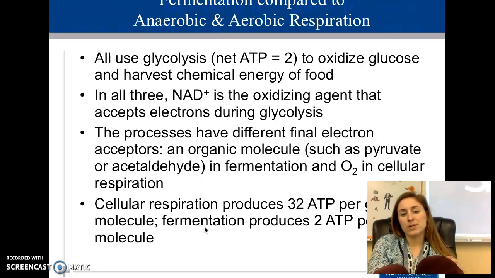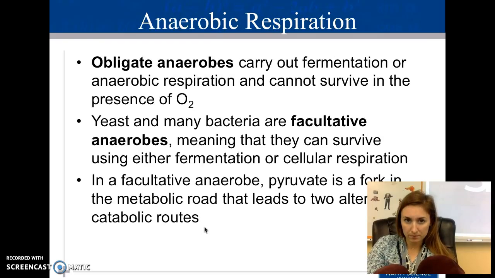But cellular respiration produces 32 ATP per glucose. Fermentation only produces 2 ATP because it has nothing to send to the Krebs cycle and to the last part. And so it just keeps going around and around making 2 ATP. It's very ineffective, obviously, because I could be making 32. But this is why oxygen is a very important part of cellular respiration, although it can be done without it.